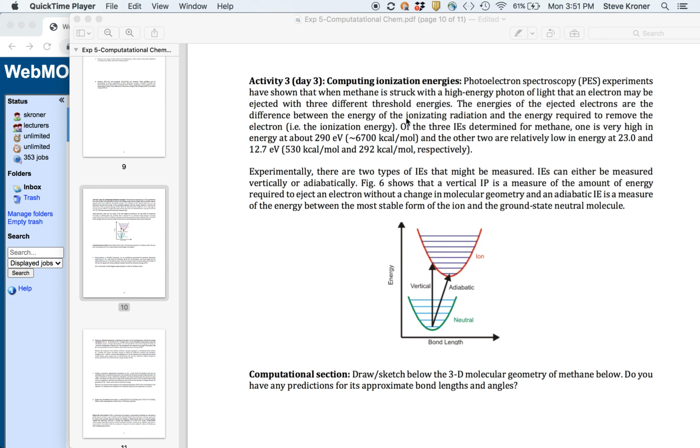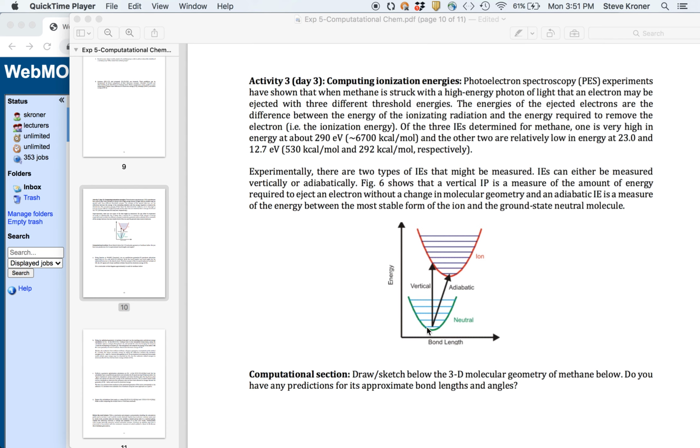Hello and welcome. This is an introduction to Experiment 5, Activity 3. This activity deals with photoelectron spectroscopy. Here we're going to deal with the molecule methane when it's struck with a high energy photon of light, so that an electron may be ejected, but with three different thresholds of energy.